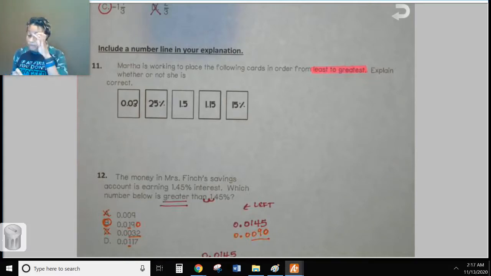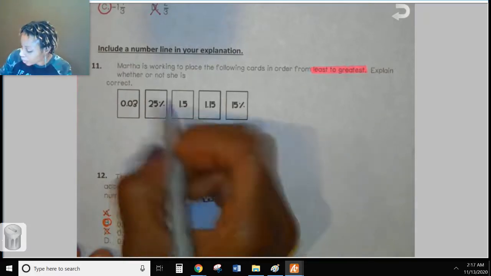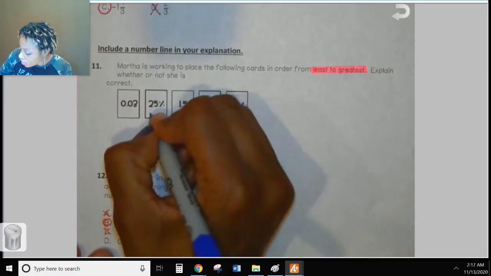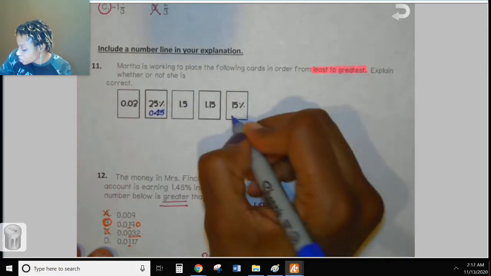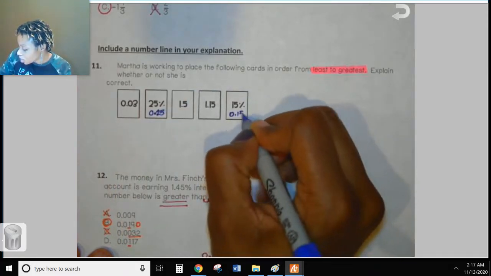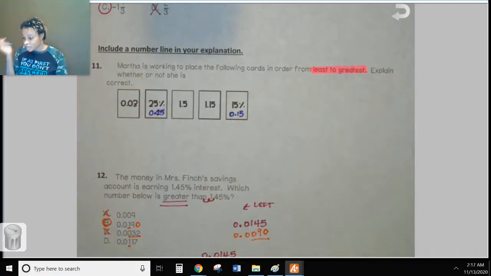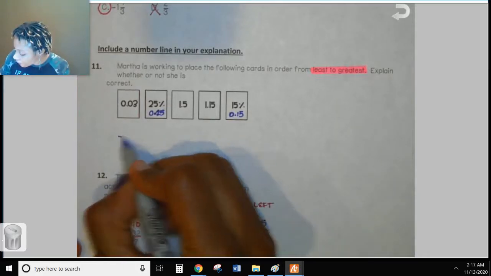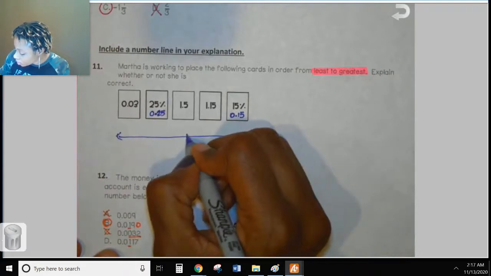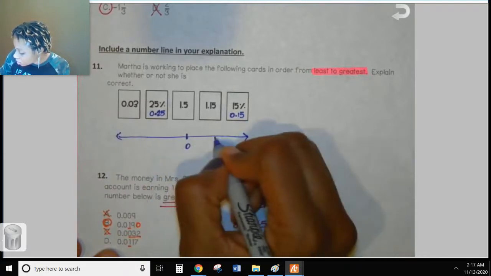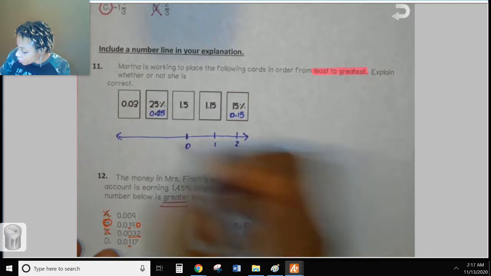So the first thing I know is I want everything to be in decimal form. So I'm going to make 25%, that's going to become 25 hundredths. 15% is going to become 15 hundredths. And then it says you can include a number line in your explanation. So we can sketch a number line to help us with our ordering.